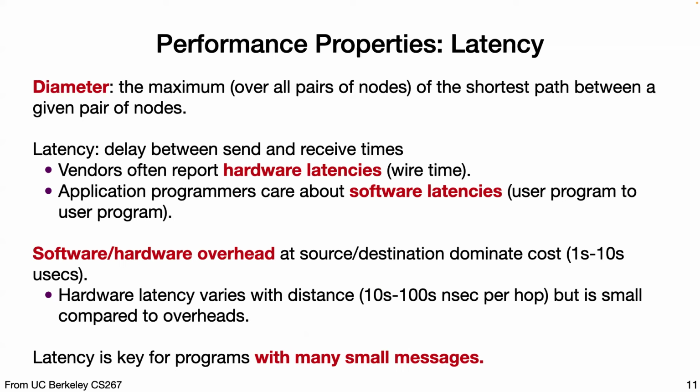Usually the hardware latency is related to the distance, but the software latency is actually higher. Hardware latency is tens to hundreds of nanoseconds per hop, and software overhead can be on the order of microseconds. So that's higher. You mostly care about latency if you have many small messages, because if you go back to the expression we had, tau is latency plus m over mu, when m is large, then the second part will dominate. But if m is small, then the first part will dominate.